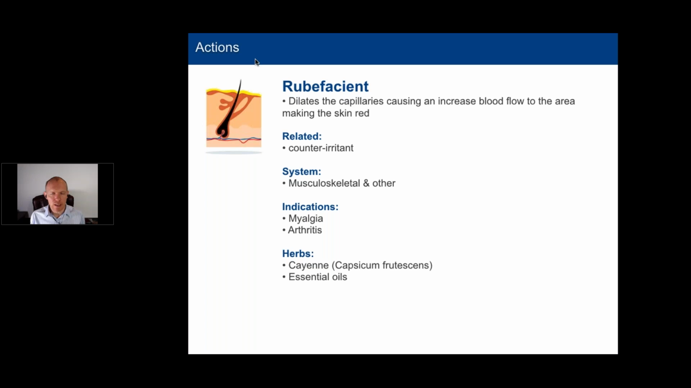A rubefacient, rubra means red in Latin, so a rubefacient is a substance that basically causes the capillaries to dilate, and it increases blood flow to the area, making the skin red. So if you've ever applied essential oils topically to your skin, or you might apply mustard oil or cayenne, you'll see that the area becomes red, and as a result, this does a couple things. One, it stimulates the hot receptors in the skin, and two, it gets the blood flowing to the area to remove stagnation. And so this is often used for muscle and joint pain as well.